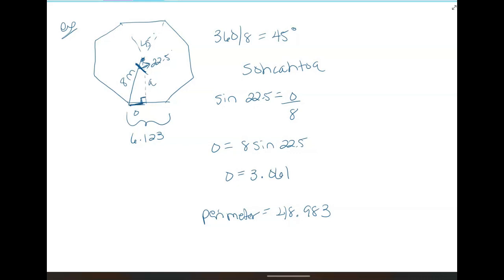Now I need my apothem. So my apothem is going to use the cosine. So the cosine of 22.5 is the apothem, also the adjacent side, over 8. So the apothem is going to be 8 cosine 22.5. And that approximation is going to be 7.391.